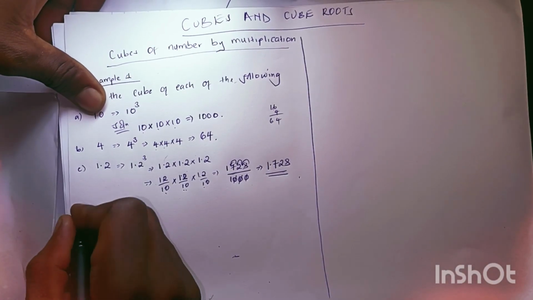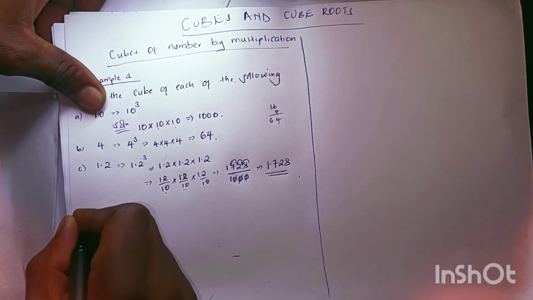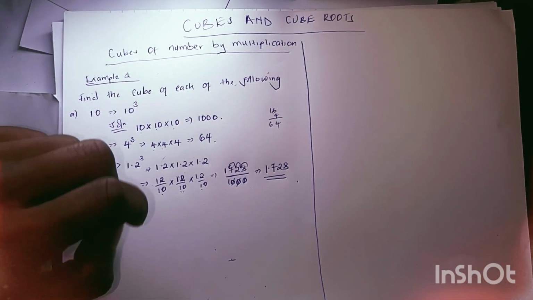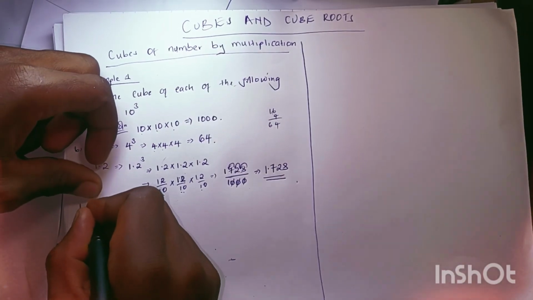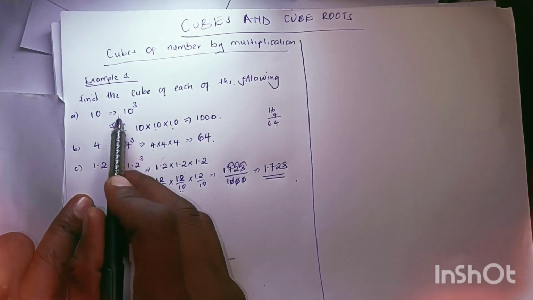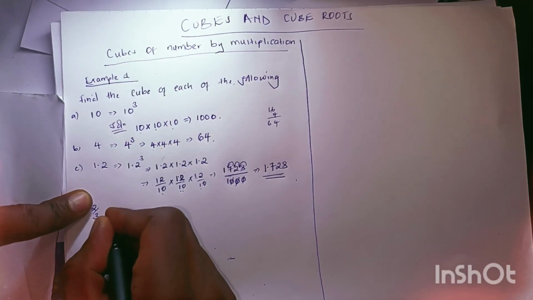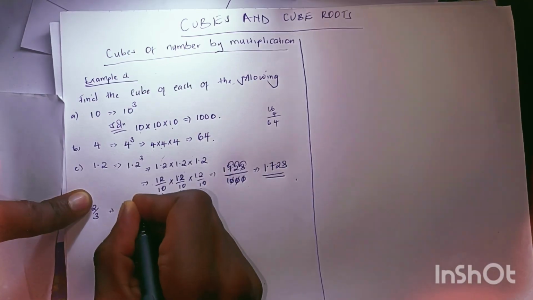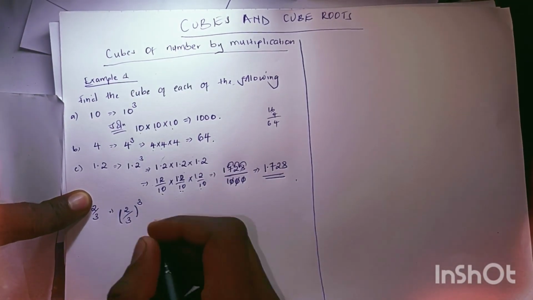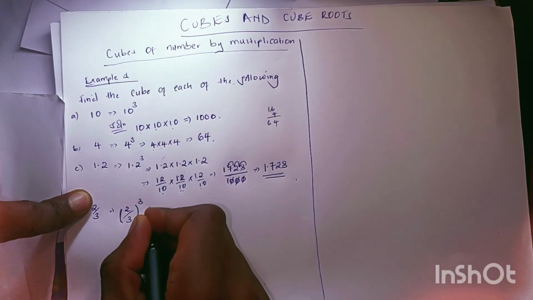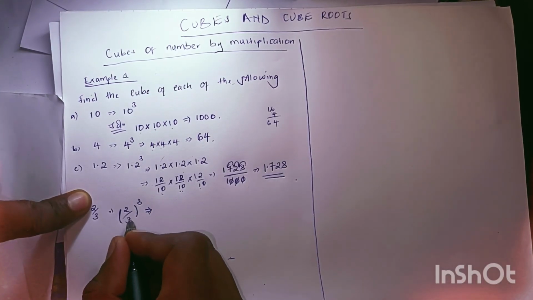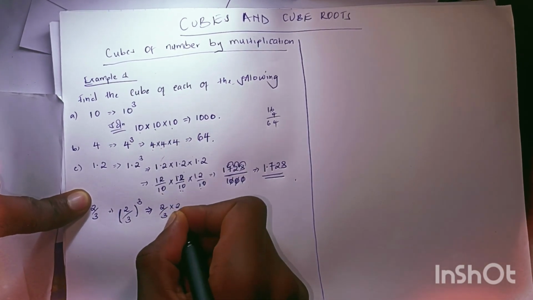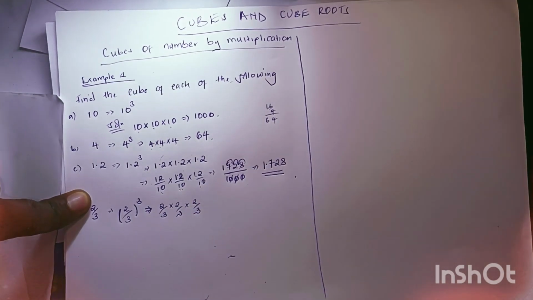What if I have a fraction, let's say part D? For example, let me just pick 2 over 3. They said find the cube of each of the following. 2 over 3, how will I do this one? I'll write 2 over 3, then I introduce a bracket, then I cube. In order to evaluate, I'll have to write 2 over 3 times 2 over 3 times 2 over 3.